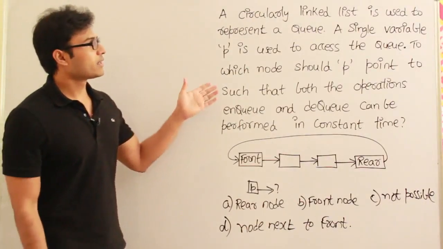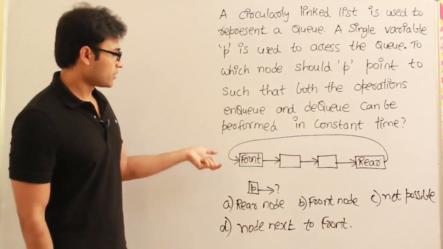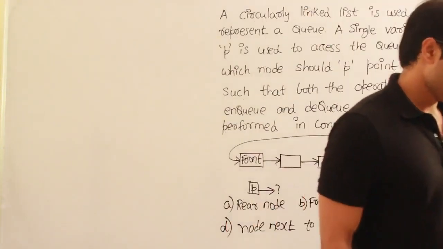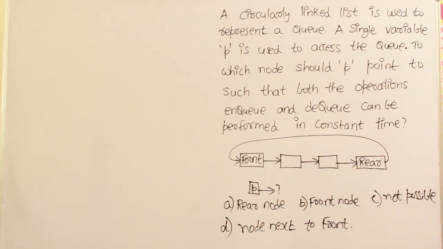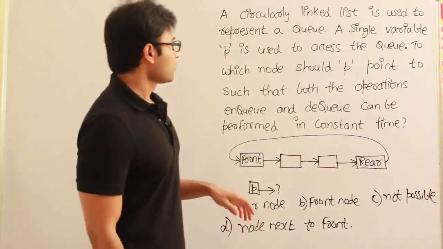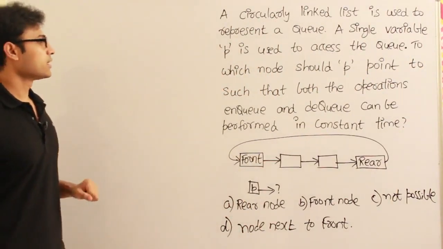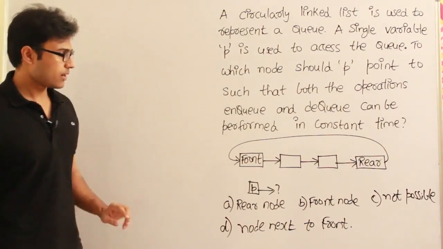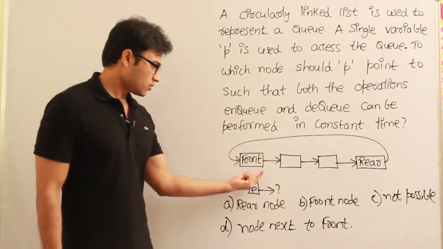Now, using a circular linked list, they are saying that... This question is asked in GATE 2004. Okay, so they are saying that using a circular linked list like this one, they are trying to implement the queue, and this one is the first node of the queue.